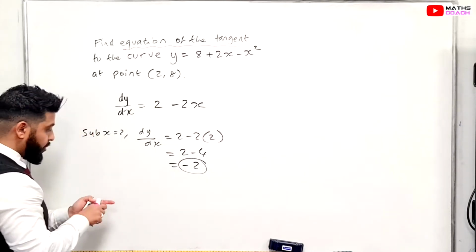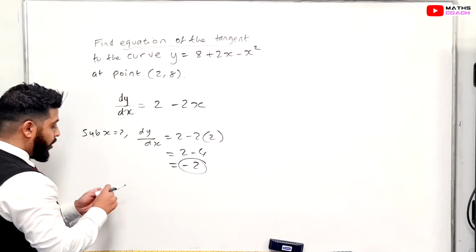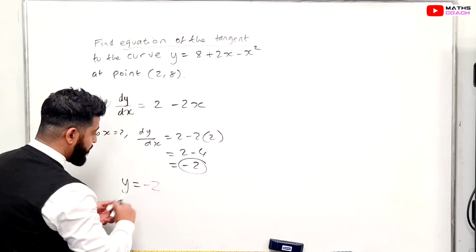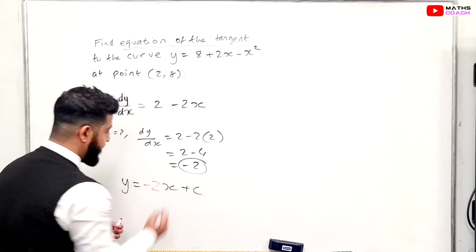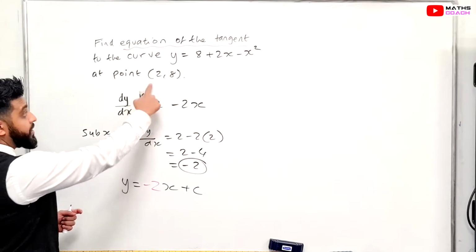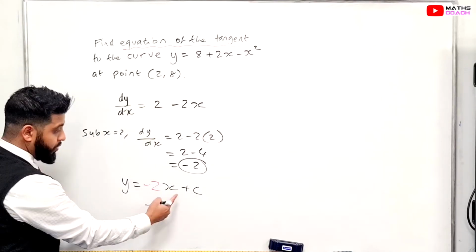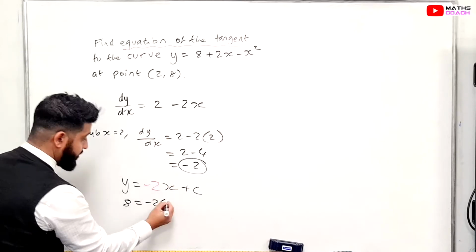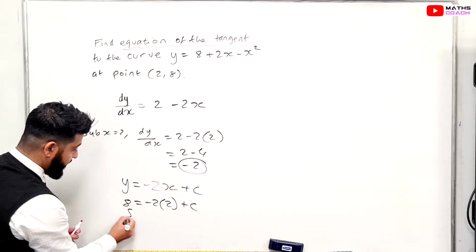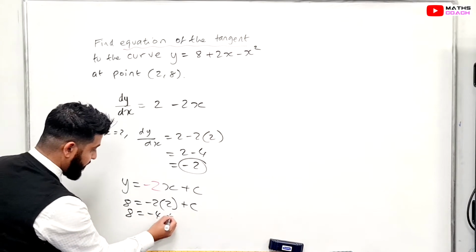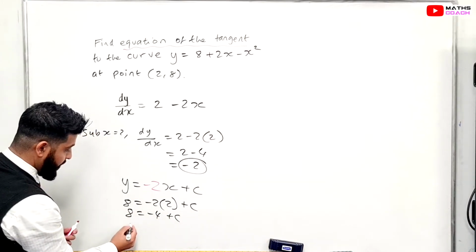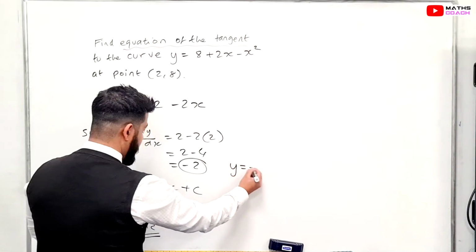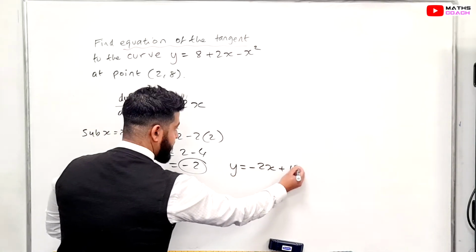So what do we have so far? We know that the equation of our tangent is y is equal to minus 2x plus c. And we can find that c value now by subbing in the x and the y coordinate in here. So 8 is equal to minus 2 times 2 plus c, and that's 8 is equal to minus 4 plus c. Take the 4 to the other side, we get c is equal to 12. So our answer is y is equal to minus 2x plus 12.